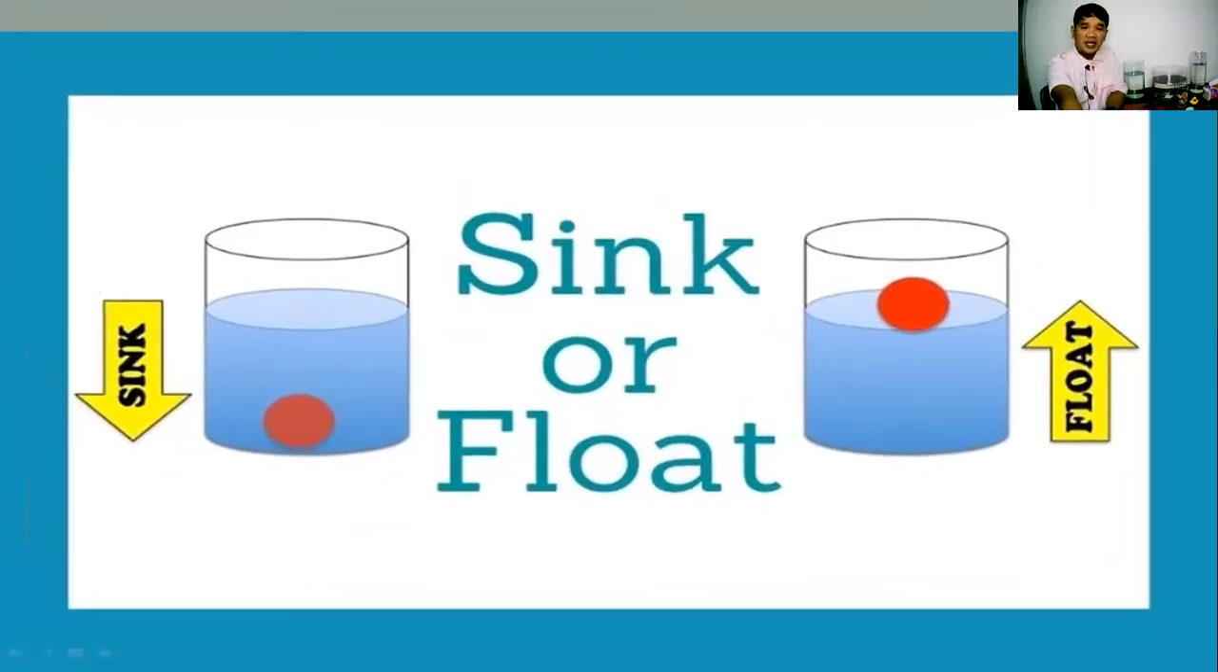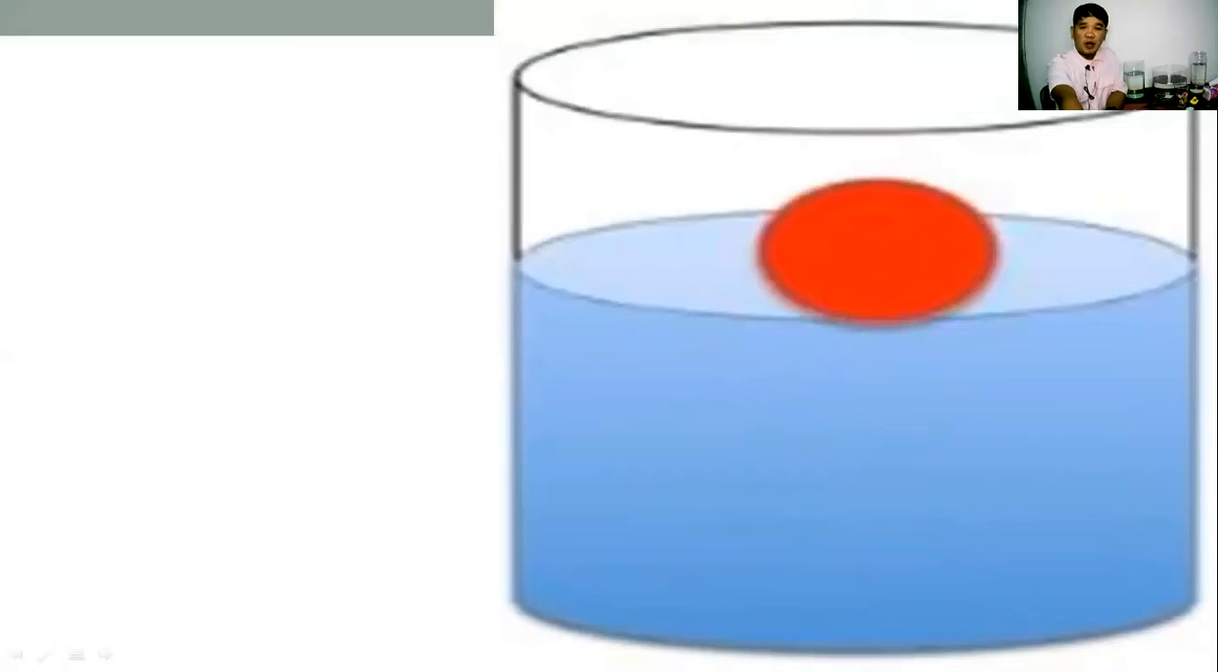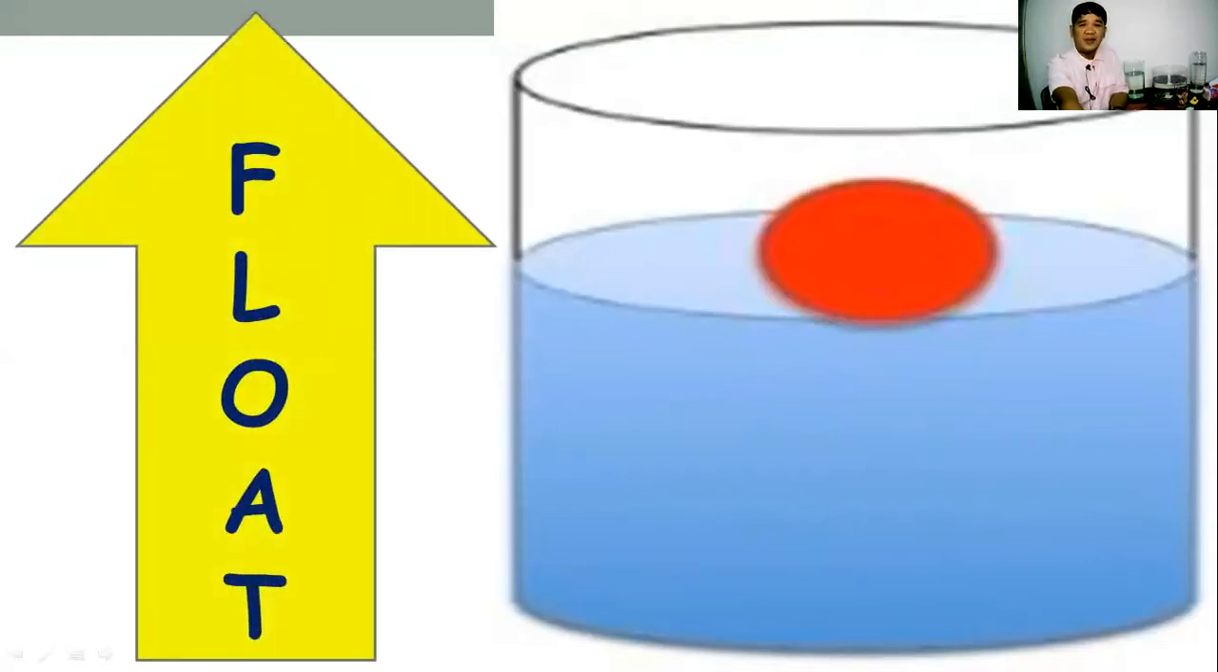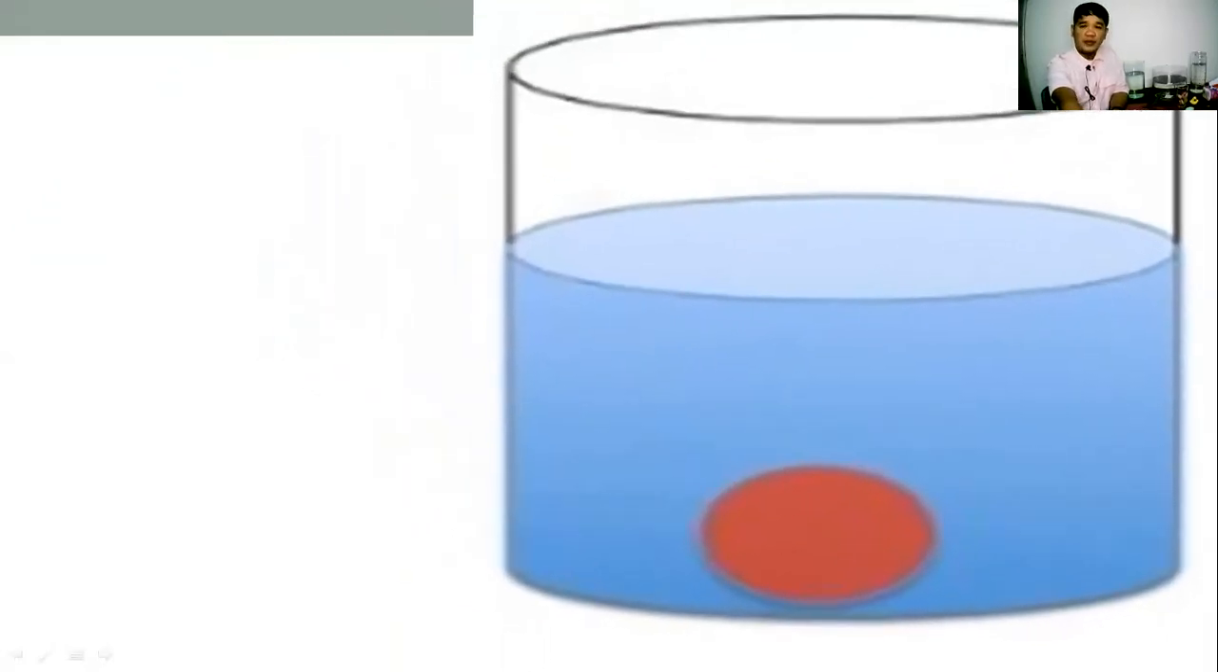Yes, there is a difference between float and sink. We have an object inside a container with water, and there is an orange ball. The orange ball is on top of the water, and we call it, very good, float. Everybody say float. Good job.